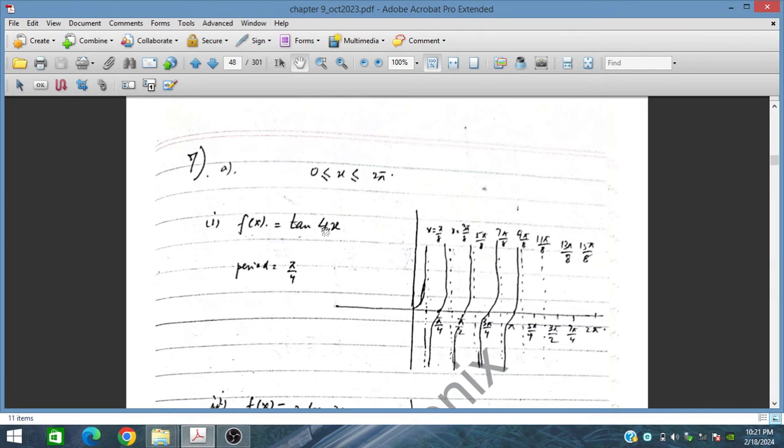So this is 4x. So we will divide this, and pi by 4 becomes the period, because this is half and this becomes pi by 4. So at pi by 8, this is an asymptote. At x equals pi by 8, it will reach toward positive infinity. At minus pi by 8, it will be asymptotic with this one.